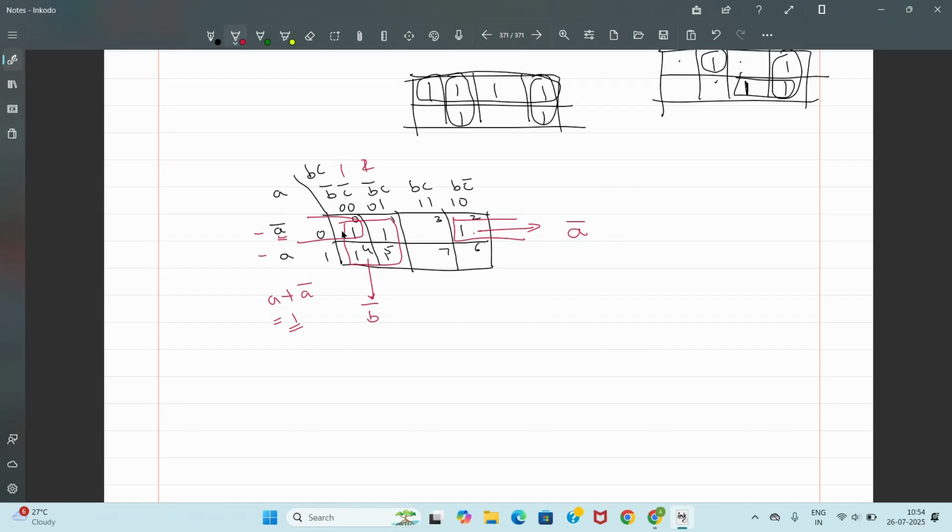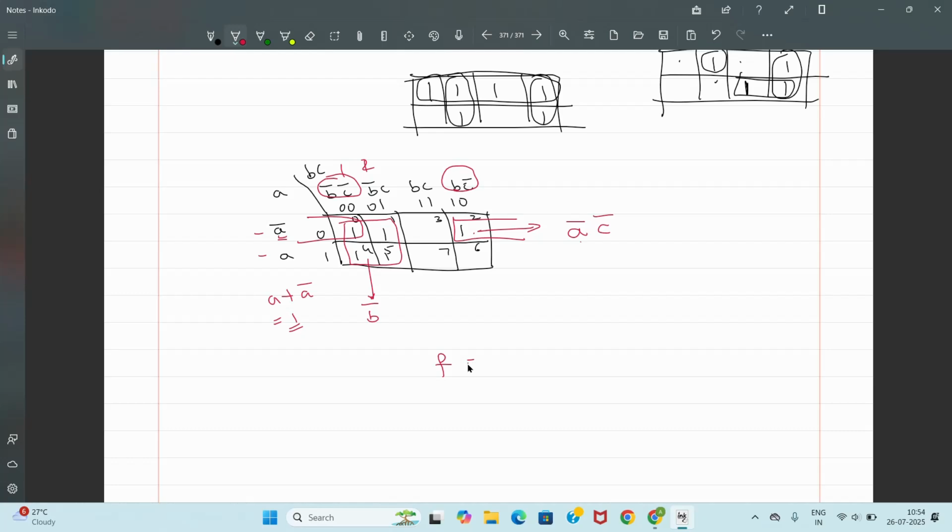Now look at the columns. Column number 0 and column number 2 here. Between these two variables, you see which one is fixed, which is not changing. C bar is not changing, so that will be written. You have to write what does not change. So finally you have the answer as A bar C bar for the second group.